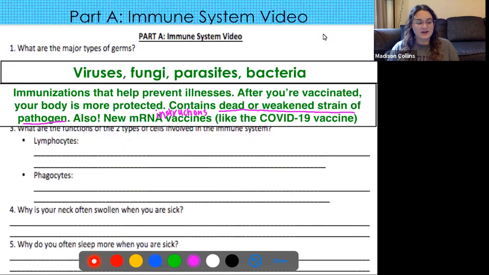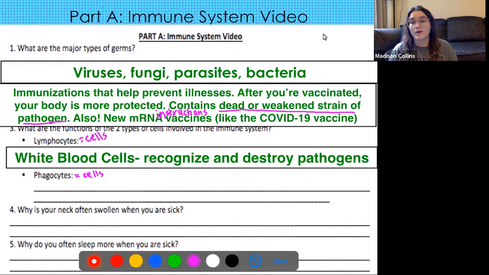Okay. Now, number 3, what are the functions of the 2 types of cells involved in the immune system? So there were 2 that were mentioned in that video. First one is called lymphocytes. Now, whenever you see this suffix cytes, that's talking about cells. So both of these, lymphocytes and phagocytes, are types of cells. But what exactly is a lymphocyte? Well, it's just a fancy way of saying white blood cells. So lymphocytes are white blood cells. And specifically, they're going to recognize and destroy pathogens. Again, they function in immunity and help protect us from those pathogens.